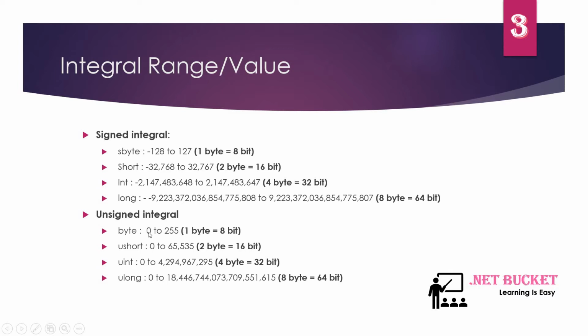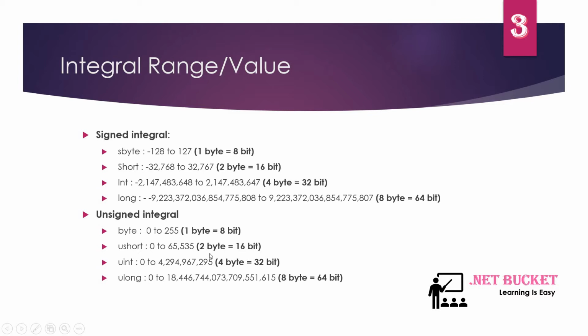Now again you can simply see byte will be allocated 1 byte, which is 8 bit. So the rule of thumb to remember this is 0 to 2 to the power 8 minus 1. Here we are subtracting 1 from 2 to the power 8 itself. 2 to the power 8 is 256, so you will subtract 1 from this. So the range will be 0 to 255.